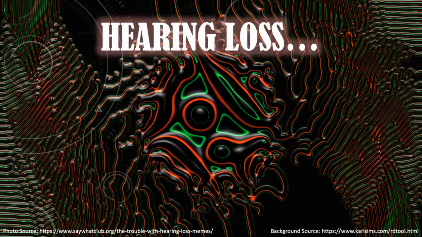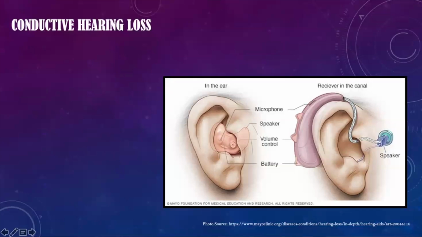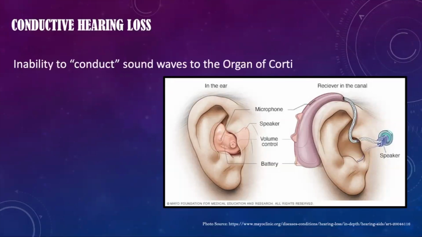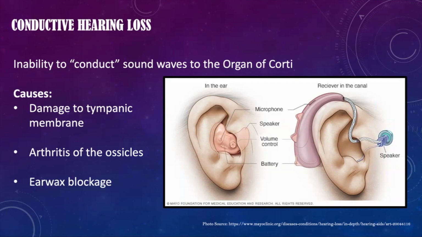Now we'll dive deeper into problems that can arise in regards to hearing. I said you need a hearing aid. So let's first get into conductive hearing loss. This is the inability to conduct sound waves to that very important organ of Corti. And it can be caused by damage to the tympanic membrane, arthritis of those three ossicles, the three smallest bones, malleus, incus, and stapes, or earwax blocking that auditory canal.